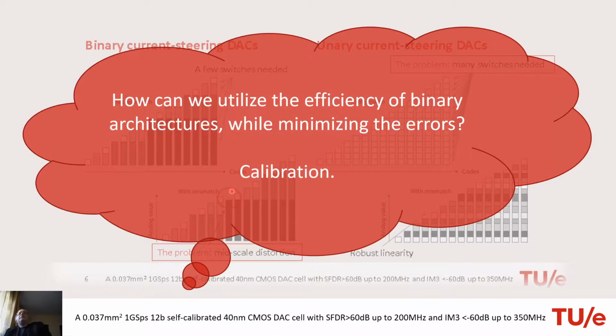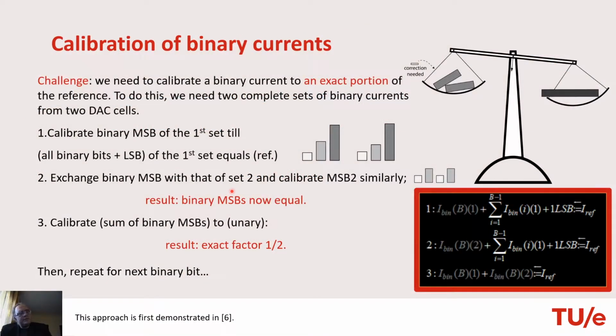Now the question for us is how can we utilize the efficiency of binary architecture while minimizing their errors? And our answer is calibration. But calibration of binary currents is not trivial. Calibration of unary currents is easier because you have the unary currents and they're all the same, and then you calibrate them against a common reference, and that's it.